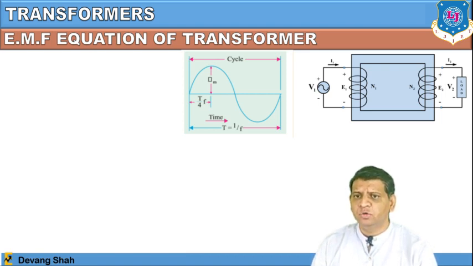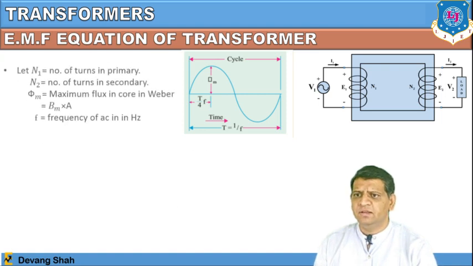I1 is flowing through the primary winding, so there is production of magnetic flux. Because of this magnetic flux, there is an induced E.M.F in the primary winding, defined as E1, and the flux phi is also linked with the secondary winding, which induces E.M.F E2. In this session we are going to discuss the derivation of the induced E.M.F in the primary winding and in the secondary winding.